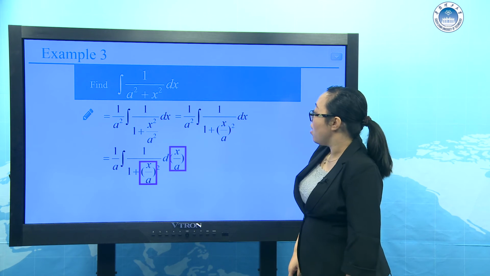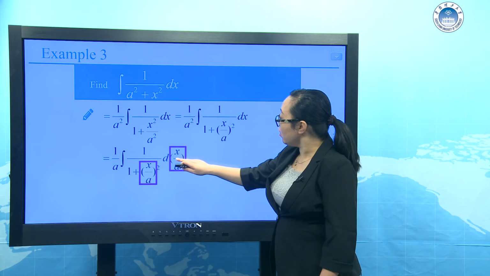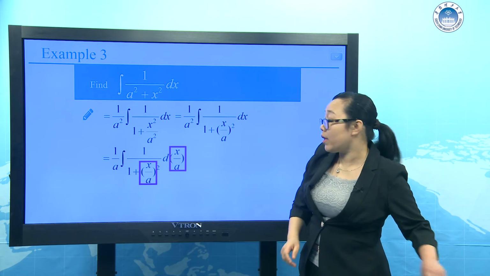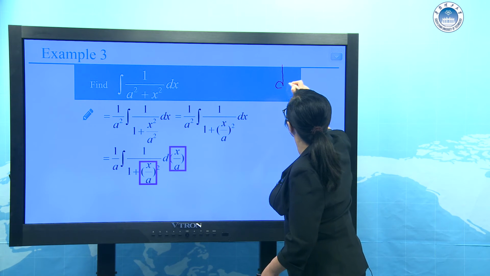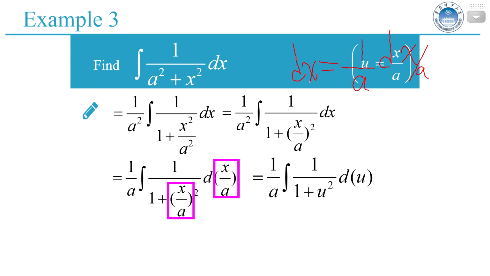Pay attention: if this is our u, we try to make it u. dx, how to do? Okay, dx is our differential. If we have d of x over a, it equals dx over a, so you should take a. So this equals dx. If we let u equal x over a, the formula becomes the integral of 1 over 1 plus u squared times du. According to the basic formula, the answer equals arc tangent of the variable plus c.